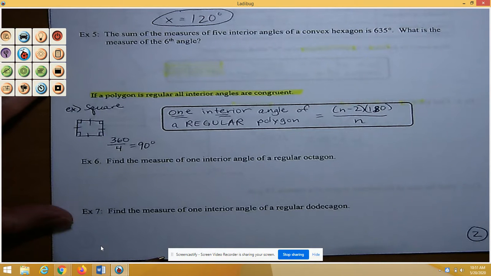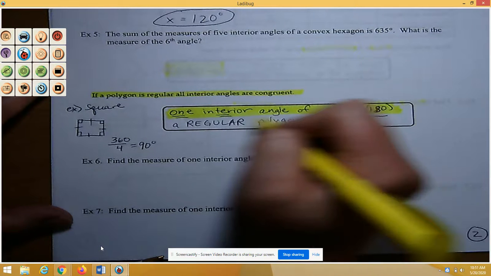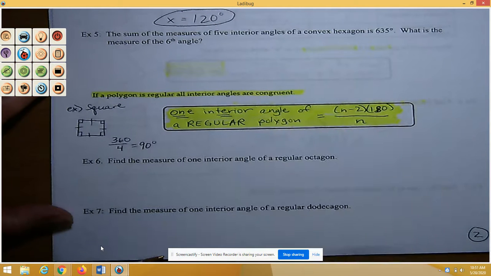So I'm looking for interior versus exterior. We haven't started exterior yet, but we will. And then our formula here, since I just want the 1, I now divide by the number of sides. Okay? All right, so let's try example 6 here.